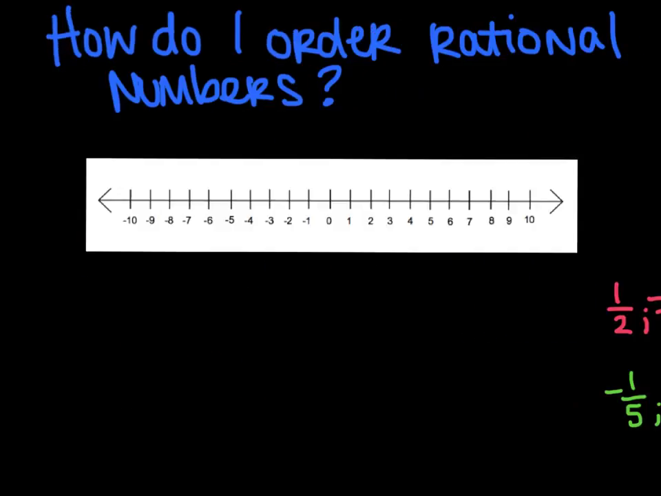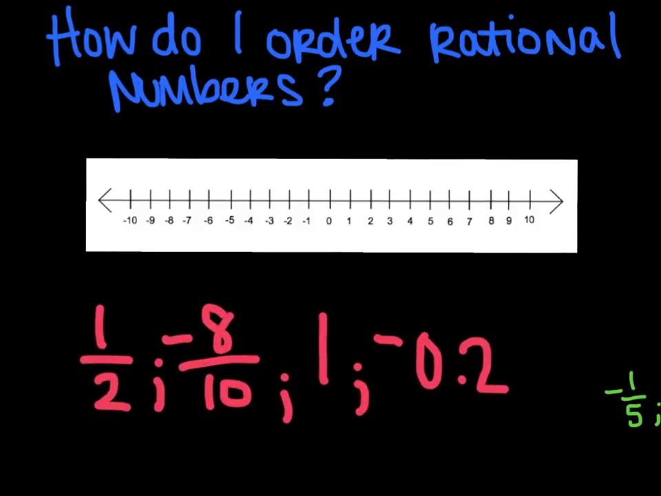How do I order rational numbers? You'll want to use a number line. Here's example number 1 for you. We have 1/2, -8/10, 1, and -0.2. So you'll want to change them all to either fractions or all to decimals. It doesn't matter to me. If you choose fractions, though, make sure they also end up having a common denominator. So here we go. I'm going to change them all to fractions.